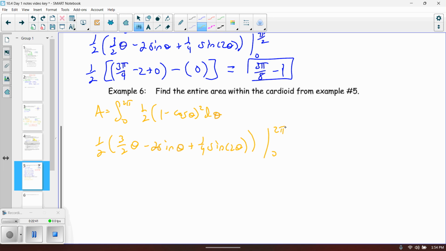Plugging in a 2 pi, oh, this one's going to be really nice. If you plug in 2 pi into the first theta, you're going to get 3/2 times 2 pi, which is going to give you 3 pi. So still got the 1/2 on the outside here. We've got 3 pi. Watch what happens now. Plug in 2 pi into the 2 sine of theta, sine of 2 pi is 0. Plug it into the sine of 2 theta, sine of 4 pi is also 0. That's gone. Plug 0 into all of the rest of the thetas, all of those are 0. So we get 1/2 times 3 pi, or 3 pi halves as our area. That one worked out quite nicely.